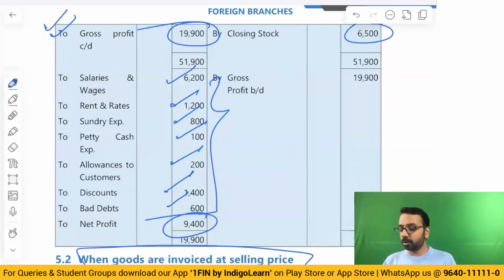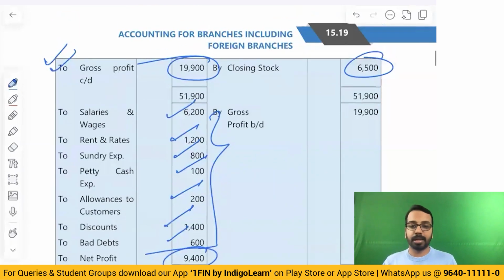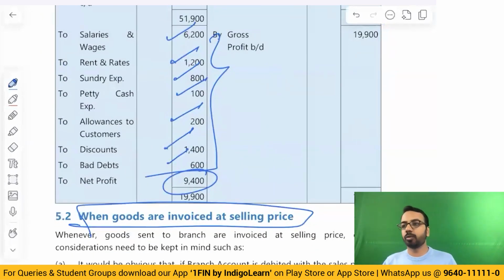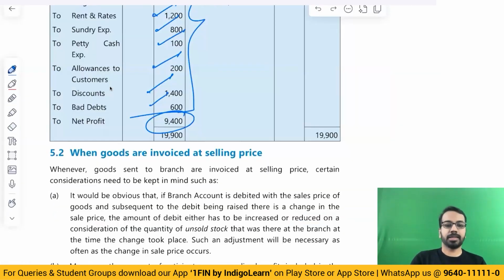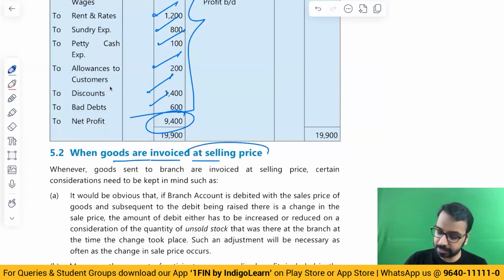Okay. So we'll continue tomorrow the branches accounting and we'll try to finish it up tomorrow. Sure. Thank you. Now, yesterday we saw cases where goods are sent at cost. Now we are looking at cases where goods are invoiced at selling price.